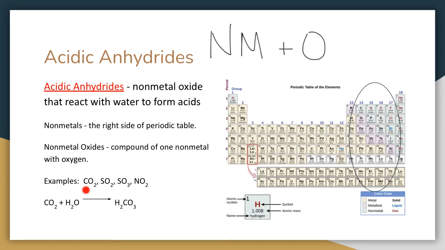So examples of this would be carbon dioxide. Carbon is a nonmetal attached to oxygen, acidic anhydride. Sulfur dioxide. Sulfur, again, is going to be a nonmetal attached to an oxygen, therefore it's an acidic anhydride. Sulfur trioxide, using the same things, also nonmetal attached to oxygen, acidic anhydride. And NO2, or nitrogen dioxide, we have our nonmetal attached to oxygen, acidic anhydride.